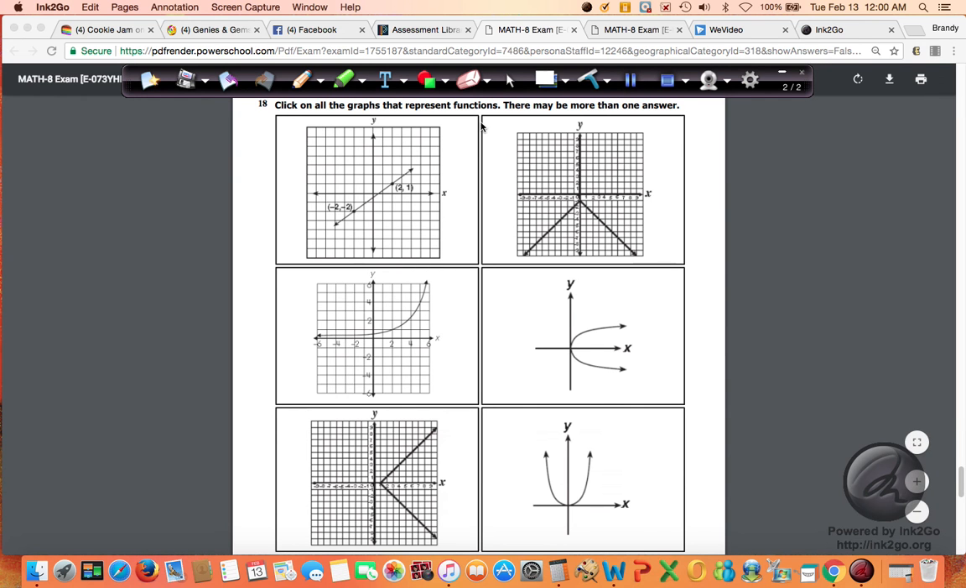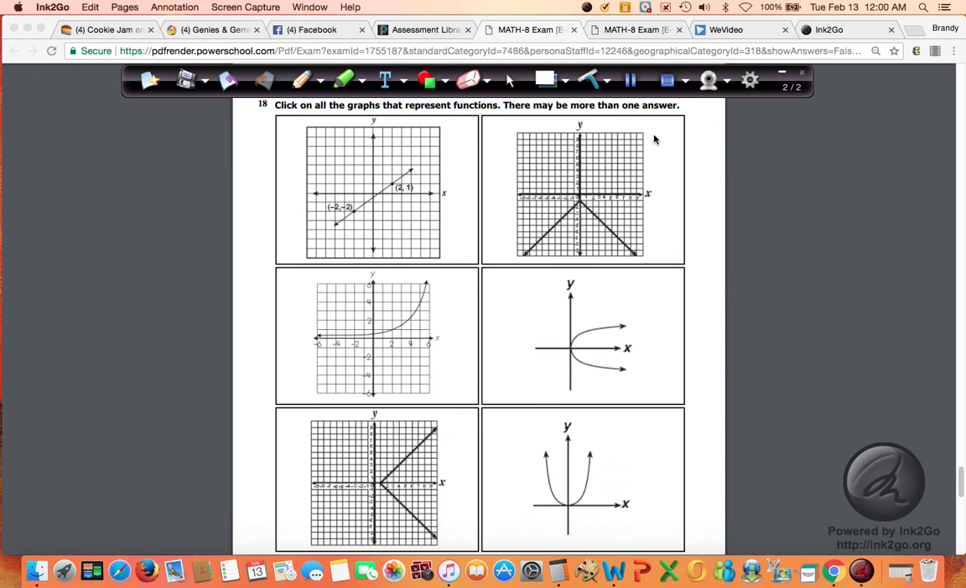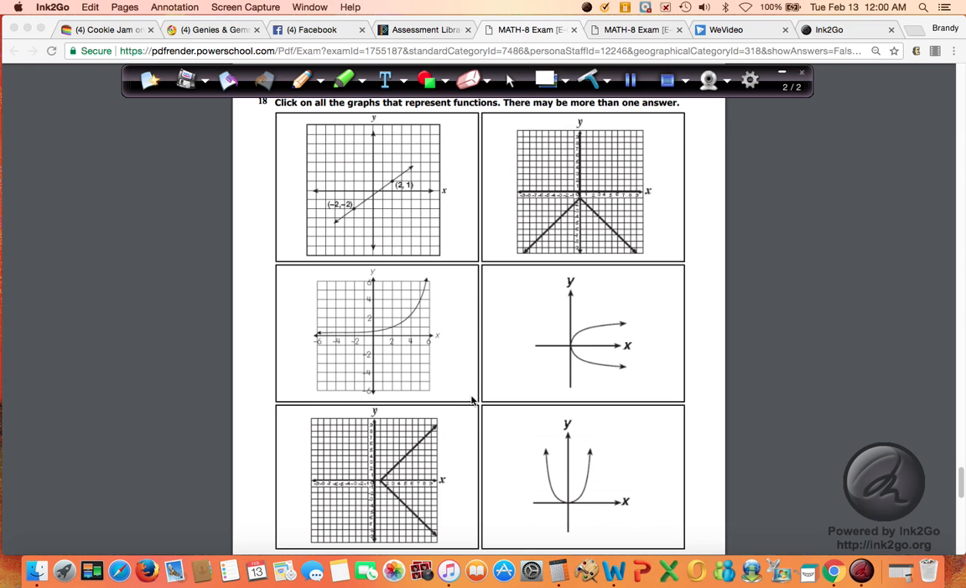Number 18. This was a very, very tricky one for a lot of you guys. This was probably the most missed question. So if you miss this, don't feel bad. A lot of your friends are with you. Click on all the graphs that represent the functions. There may be more than one answer. Here's your hint. There's always more than one answer. When it's a TEI question like this, please don't pick one. And yes, some of you guys just picked one.